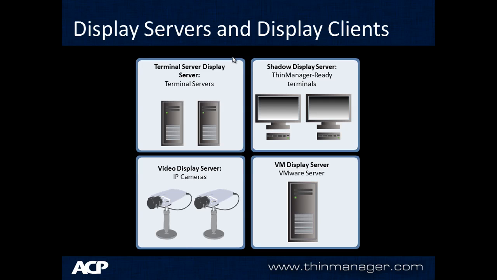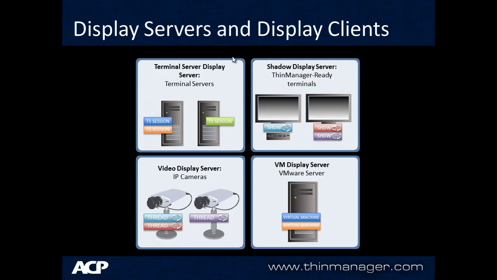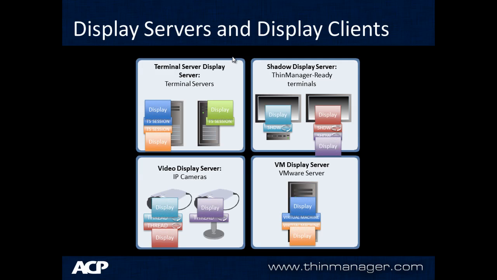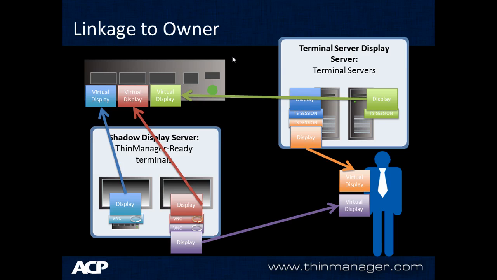Okay, now the next thing we have is what we call display servers and display clients. To explain this a little bit more, we'll have a little graphical representation of it. Display servers basically are going to give you your terminal server sessions, or your remote desktop sessions. And then you're going to have your shadow display server. Well, those are really coming from your ThinManager Ready terminals that are already out there. We're going to make shadowed sessions from them. You can do the same thing from multiple threads from your IP cameras or different virtual machines. Those are all going to generate what we call displays. And those displays are then what we're going to generate out to the actual thin client itself. Now those can be linked either to a specific terminal or to an end user, one or the other.